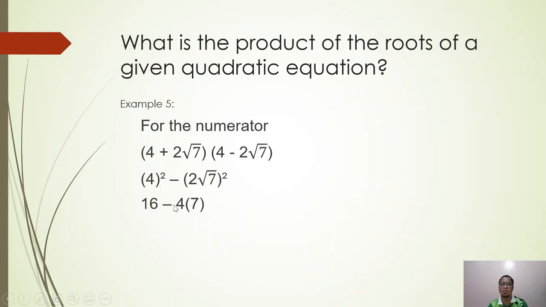16. Saan galing yung 4 times 7? Yung nasa labas ng radical, square mo. 2 times 2, 4. Yung nasa loob ng radical, tanggalin mo lang yung square root, 7. So, ang mangyayari, 4 times 7. Simplifying this will give us 16 minus 28. Pag kinombine natin yung 16 at negative 28, yung product nitong numerator, linawin ko lang po, numerator pa lang yung pinag-uusapan, negative 12.